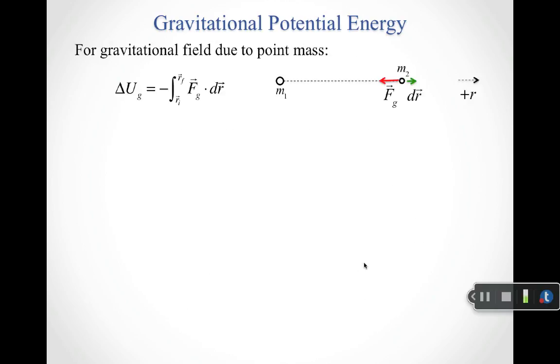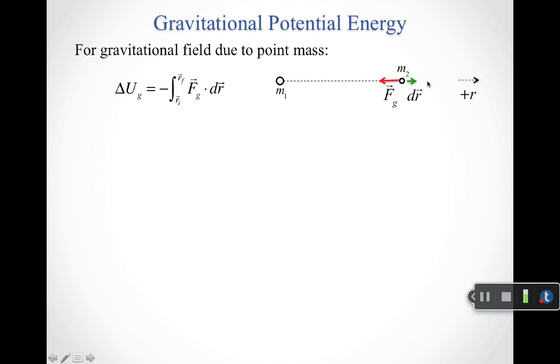So if I've got a gravitational field that's not constant, but instead it's due to a point mass, I know that's a field that varies. The farther you go away from the point mass, the weaker the field's going to be in terms of its magnitude. And so here's a situation where, to set up this integral, again, I'm going to start with my mass.